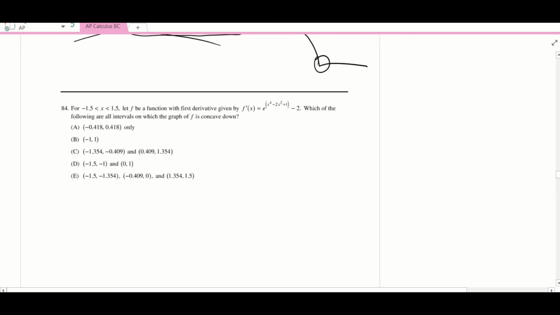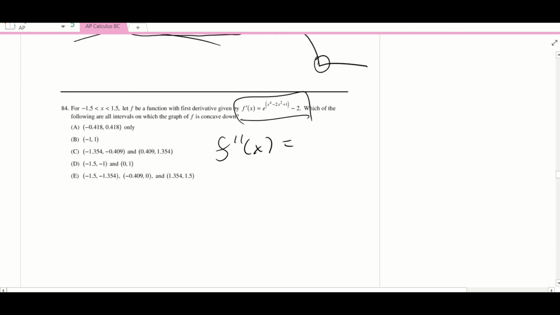Okay, 84. For x between negative 1.5 and positive 1.5, let f be a function with the first derivative given by this monstrosity. Which of the following are all intervals on which the graph of f is concave down? Well, it's concave down when the derivative of this is less than 0. So we can just solve for this, right?